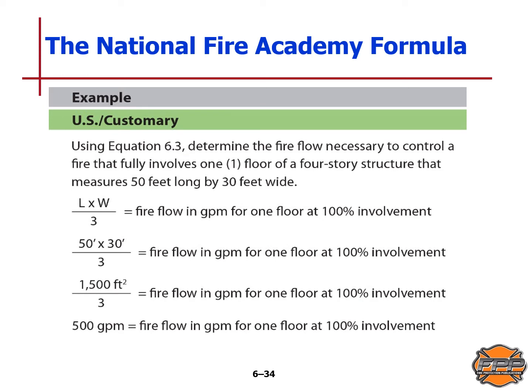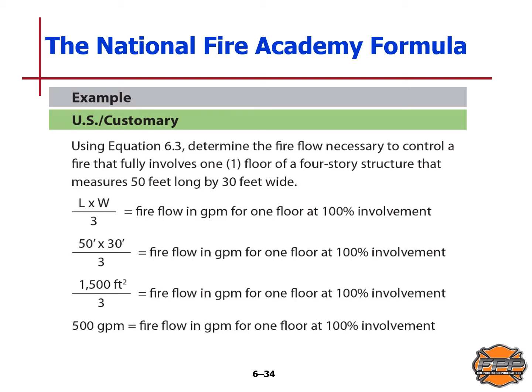So here's an example. Using equation 6.3, determine the fire flow necessary to control a fire that fully involves one floor of a 4-story structure that measures 50 feet long by 30 feet wide. You take length times width divided by 3 equals the fire flow in gallons per minute for one floor at 100% involvement. In our example, we have one floor fully involved. So we take our length, 50 feet, times our width, 30 feet, divided by 3 because we only have one floor involved.